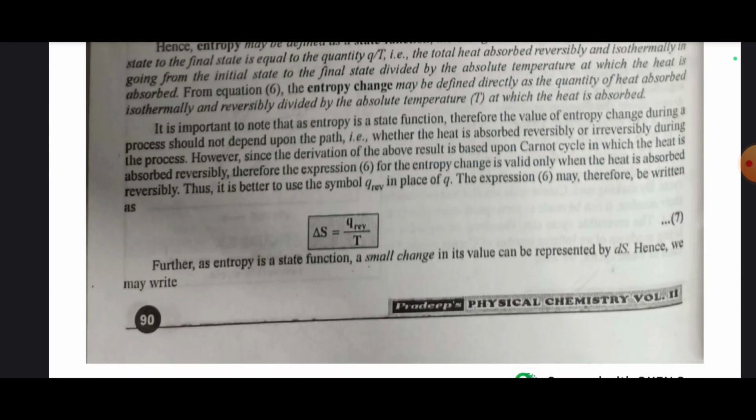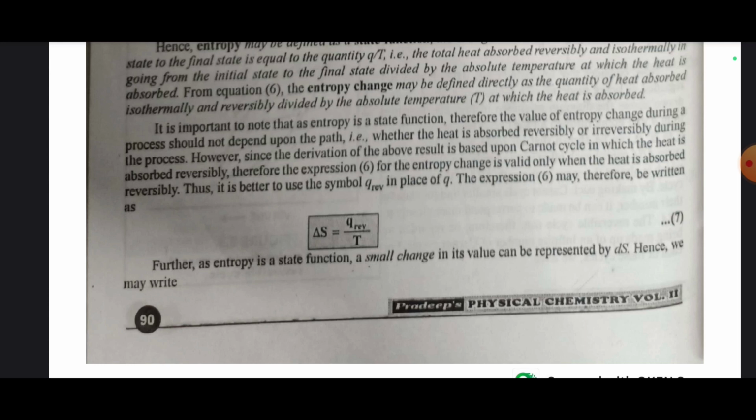It is important to note that as entropy is a state function, the value of entropy change during a process should not depend upon the path, that is, whether the heat is absorbed reversibly or irreversibly during the process. However, since the derivation of the above result is based upon the Carnot cycle in which the heat is absorbed reversibly, the expression 6 for the entropy change is valid only when the heat is absorbed reversibly. Thus, it is better to use the symbol Q reversible in place of Q, and the expression 6 may be written as delta S is equal to Q reversible by T, which is equation 7.